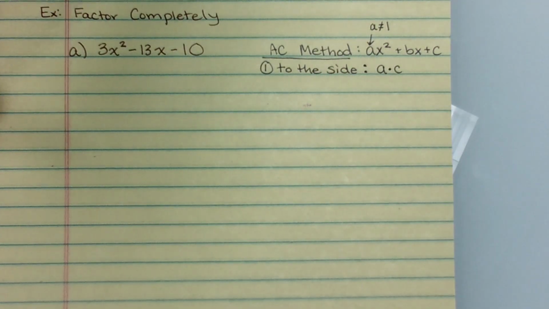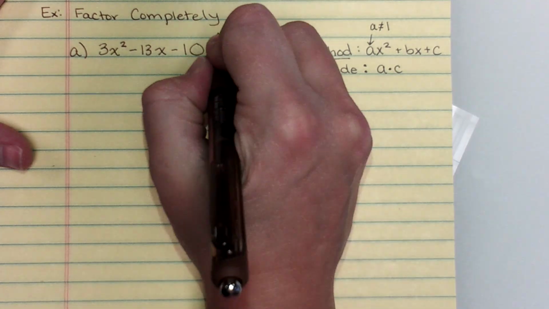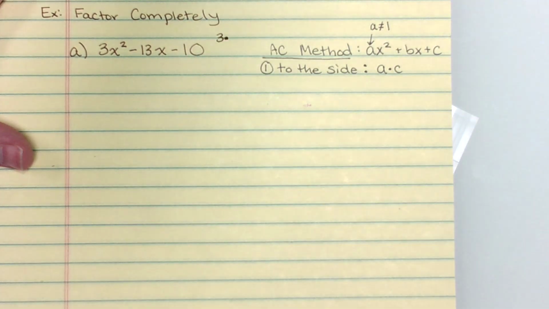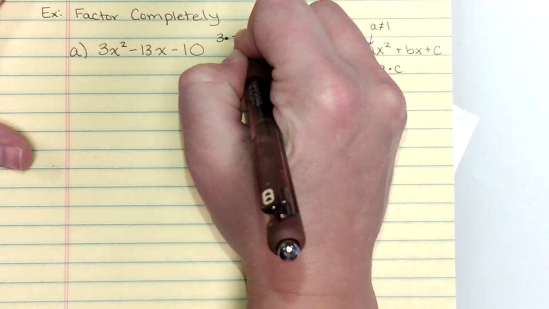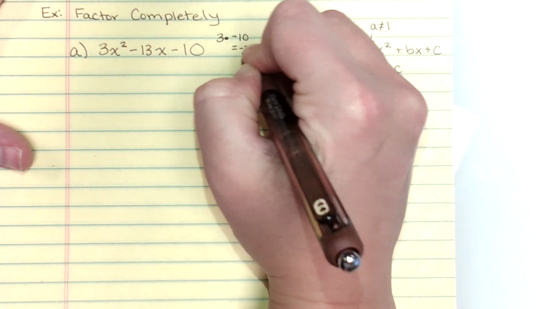So, if I'm going to do the full AC method, the first thing I'm going to do after I check GCF, that's always the first thing. The AC method itself starts with off to the side multiplying the number A times the number C. We already said A was 3. What's C? Negative 10. And I just do it a little bit off to the side. I get negative 30.